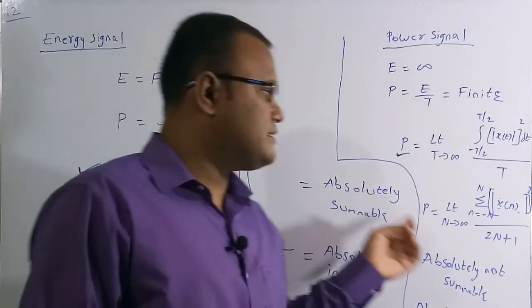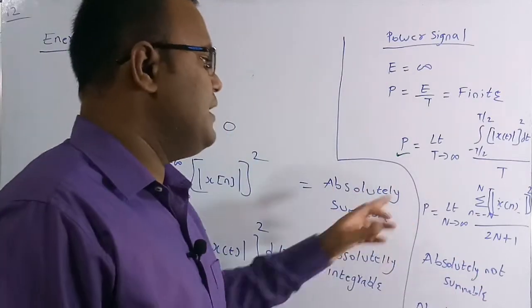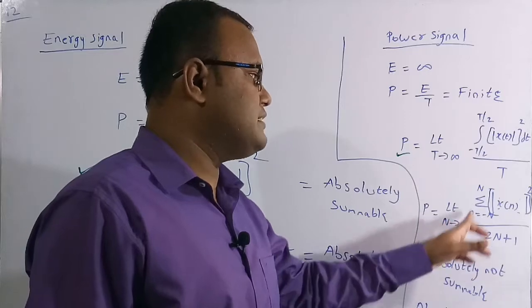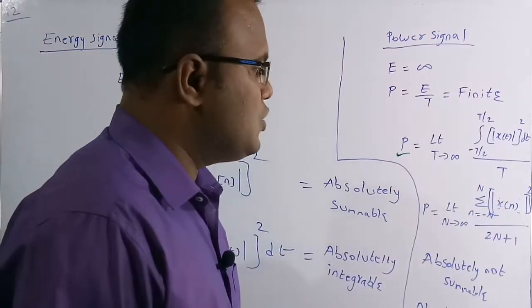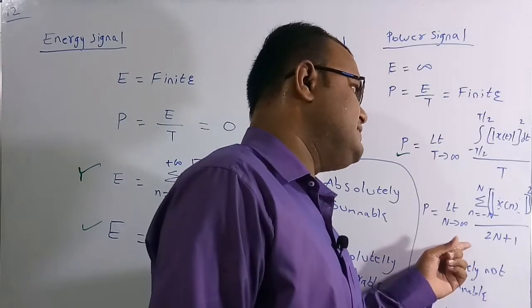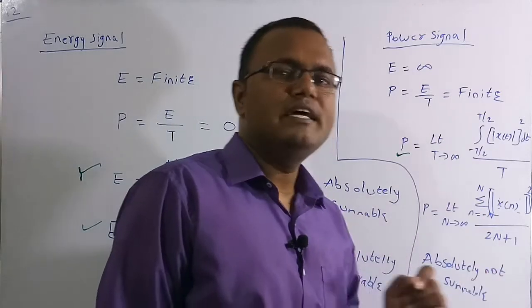And similarly for discrete time signals, the power is defined as P equal to limit N tends to infinity, sigma n equal to minus N to plus N of mod of x of n whole square by 2N plus 1, and this is for discrete time signals, both complex and real valued.